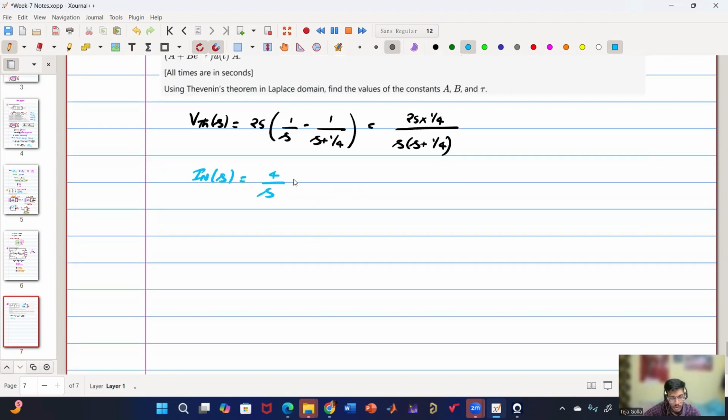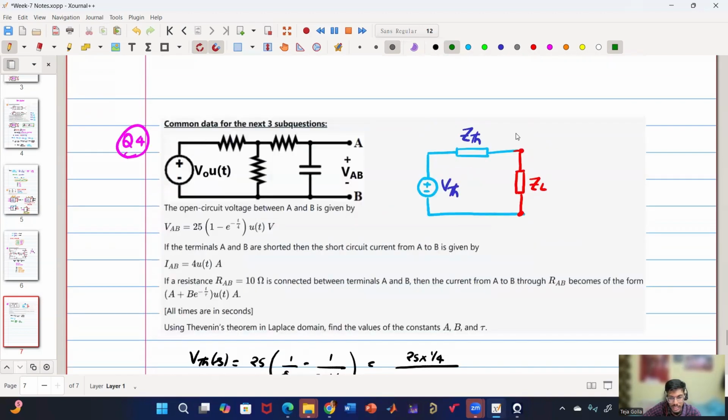Now, I have to calculate RTH, that is ZTH, and that is VTH by I Norton. So Z Thevenin of S is nothing but V Thevenin of S by I Norton of S. So if you do that, you will get 25 by 16 into S plus 1 by 4. Now this is the equivalent circuit, right?